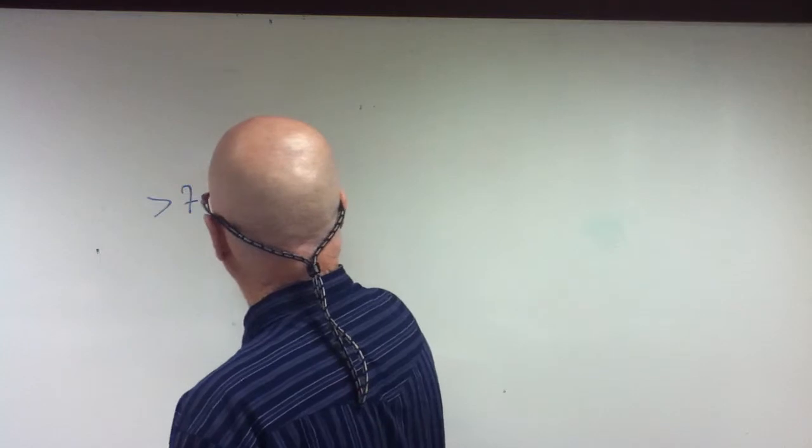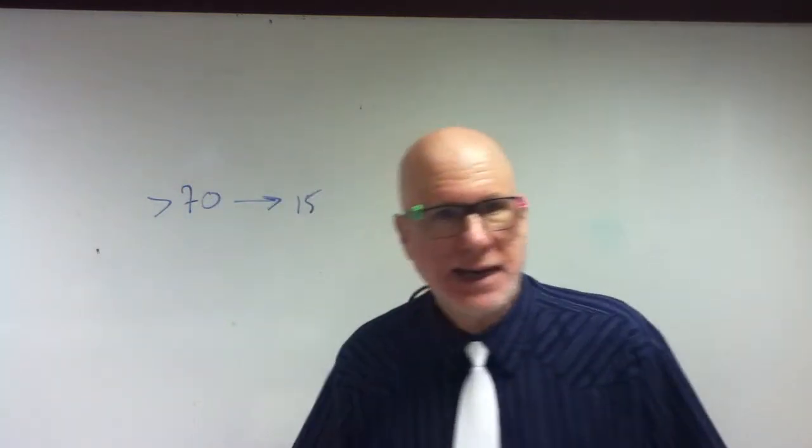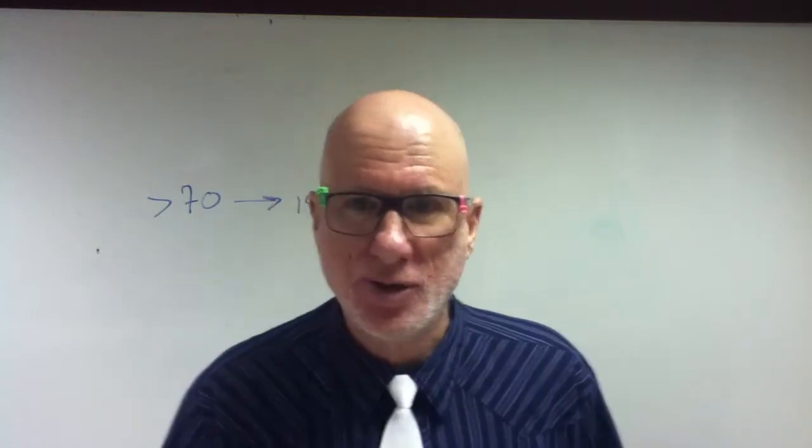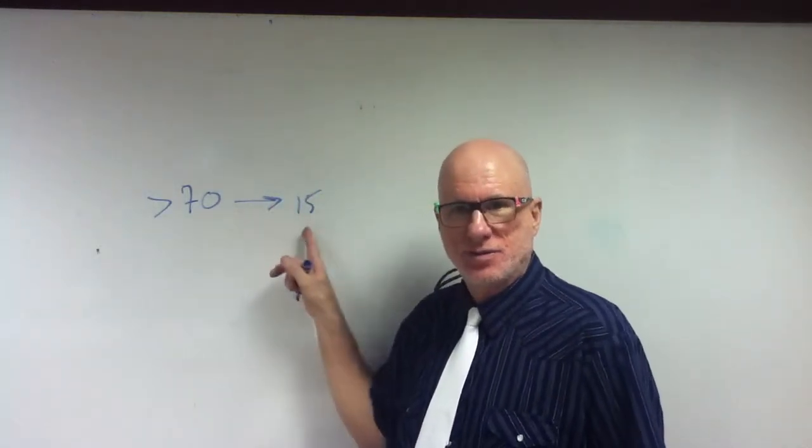So the test is going to be like this. If you get greater than 70, I'll give you 15 points. Now that's before weighted points, so it's 45 out of 300. So that's 15 points, right?